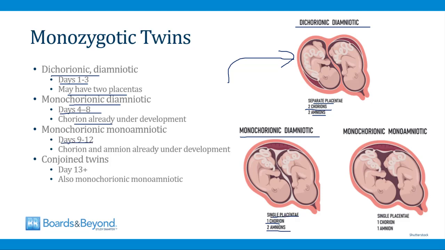When the egg divides days 9 to 12, then the chorion and amnion are already under development, so these pregnancies are going to be monochorionic monoamniotic.